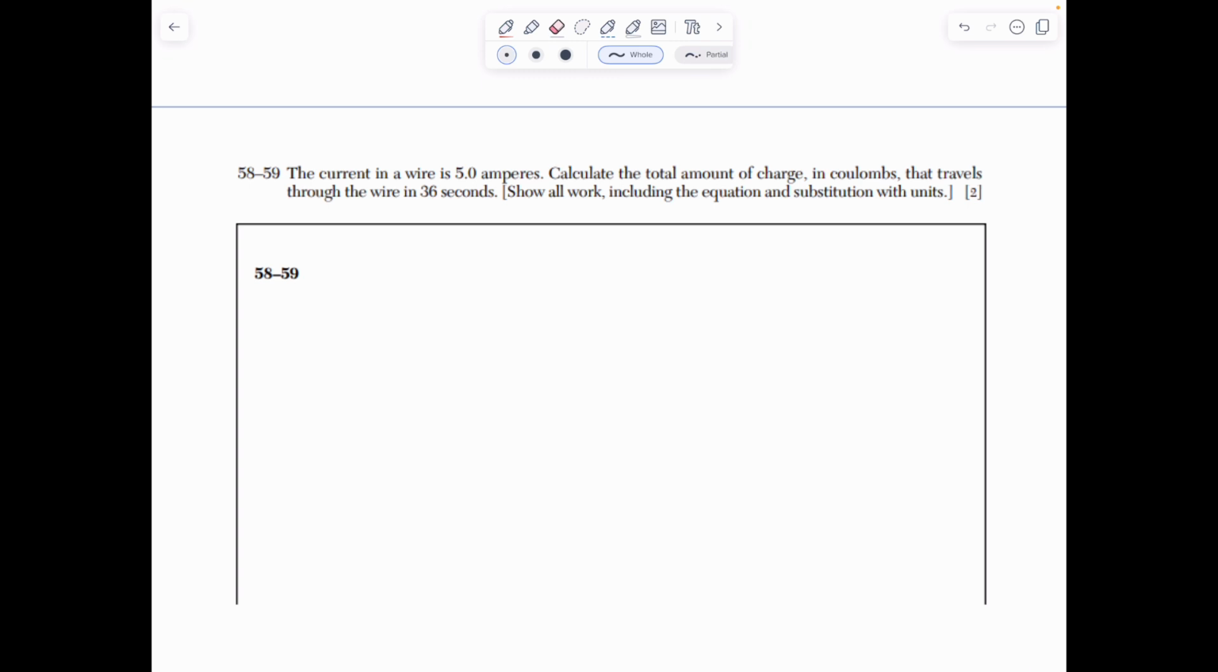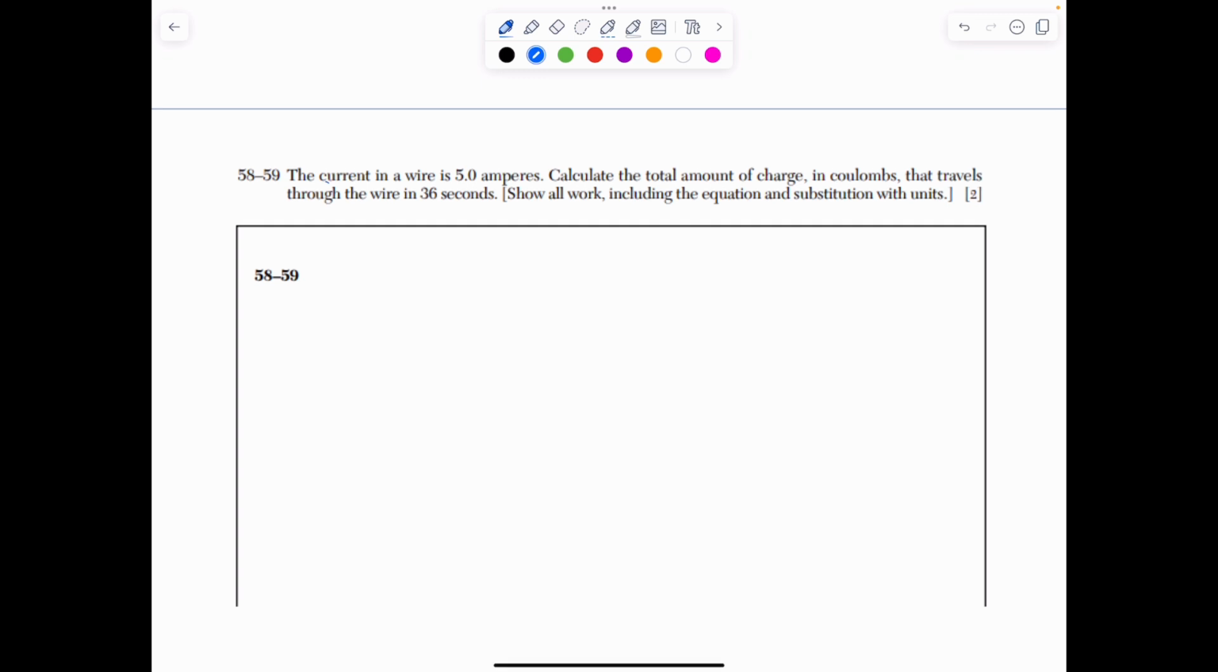The current in a wire is 5 amps. Calculate the total amount of charge in coulombs that travels through the wire in 36 seconds. And so you just have to know what current is and how current is charge. This is what they're asking us for, Q, that's what we need for our answer. And it's current equals change in Q over T.